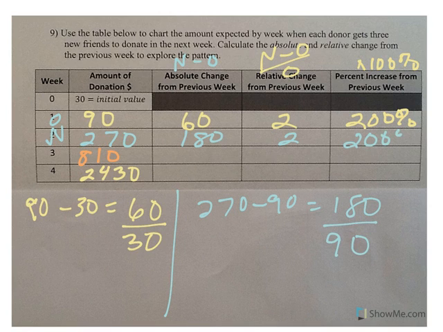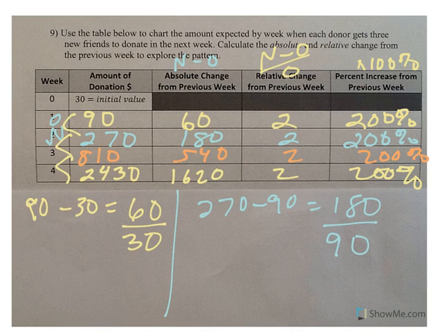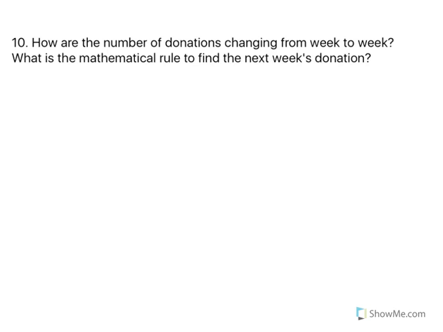Multiply by 100, 200%. Okay, finish out 3 and 4. Hit pause. Try those. Come back. All right, pretty easy to see that the absolute change continues to get bigger because we have a bigger difference between values, while the relative change stays the same. Each time our relative change is 2, which gives us a 200% increase each year.